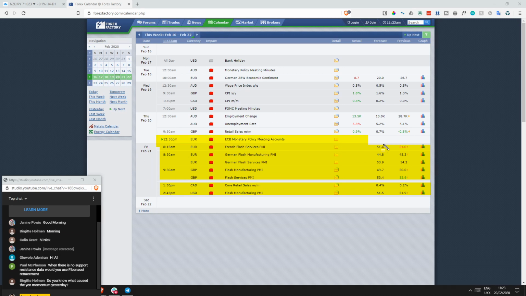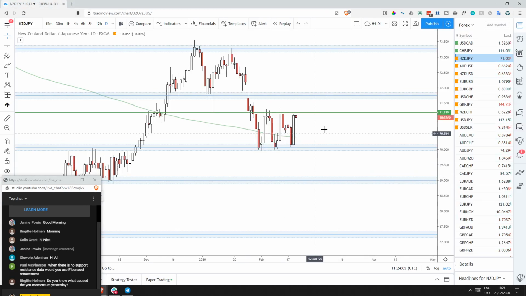But this one here, ECB monetary policy meeting accounts, that's definitely got potential to move the market. Do watch out for that one. That one could be a big market mover, and it could cause euro to spike, possibly even the pound. So yeah, let's do a quick summary.